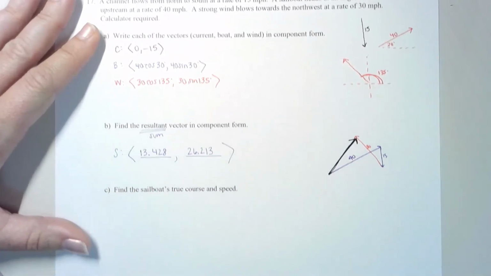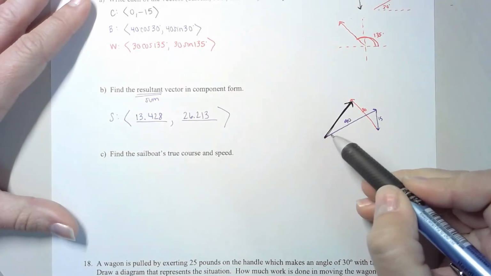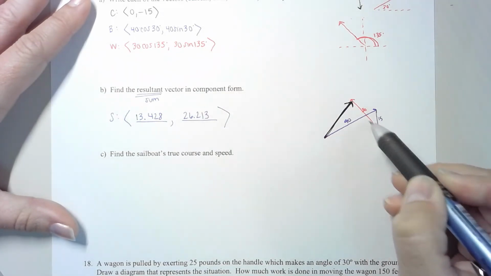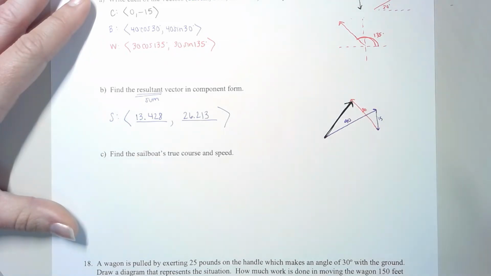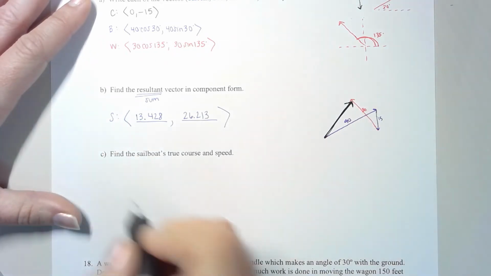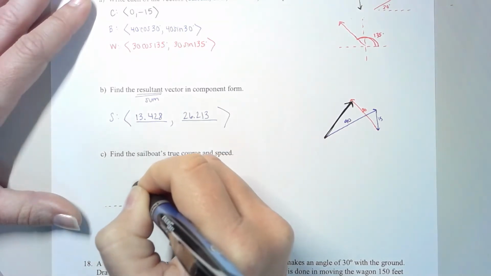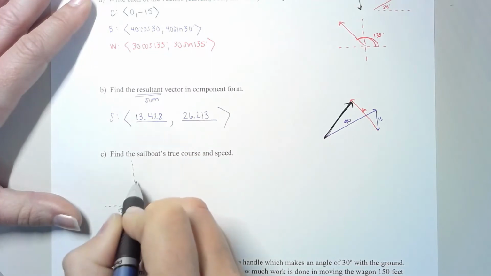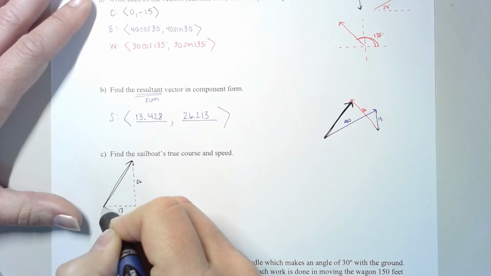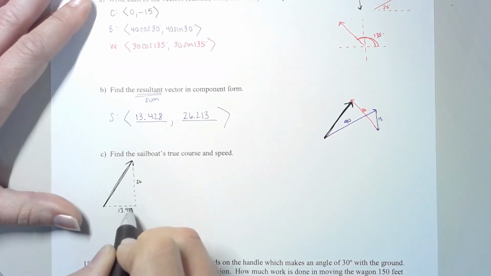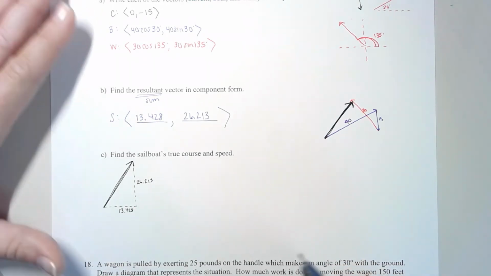So part C says find the sailboat's true course and speed, right? This is what the sailboat was aiming for, but then those other two forces or quantities are kind of pushing it up and to the left. So find its true course and speed. So we're going over 13.428 and up 26. I want to try to find the magnitude. I want to try to find the length.